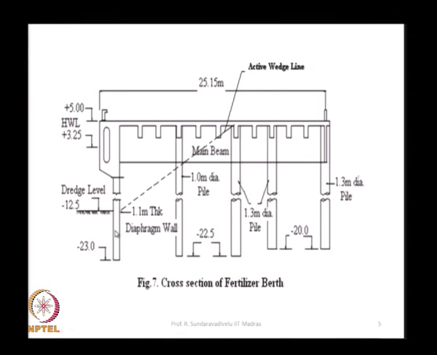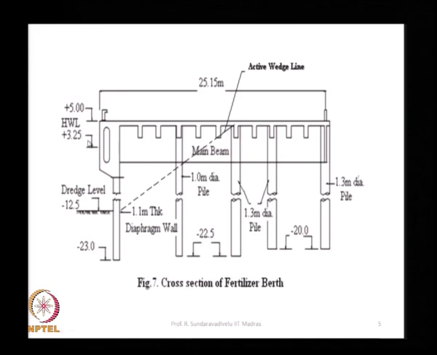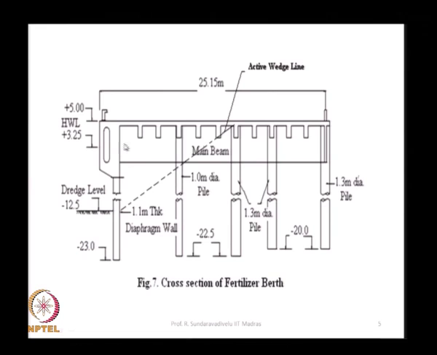This diaphragm wall is continuous, but it is made of about 4 meter panels, and these piles are spaced at 4 meters center to center. Then we have a main beam connecting all this structure. So, when the diaphragm wall tries to deflect, the load is transferred; they are tied back to these piles, and these piles will not allow the diaphragm wall to fall down.